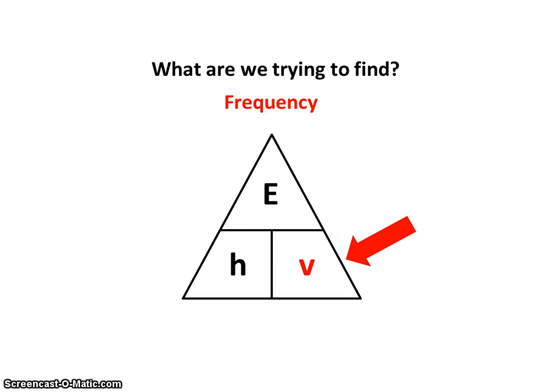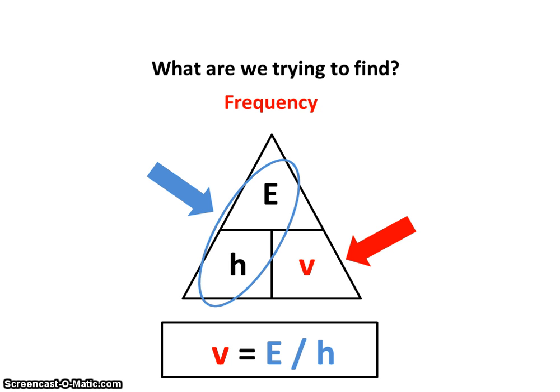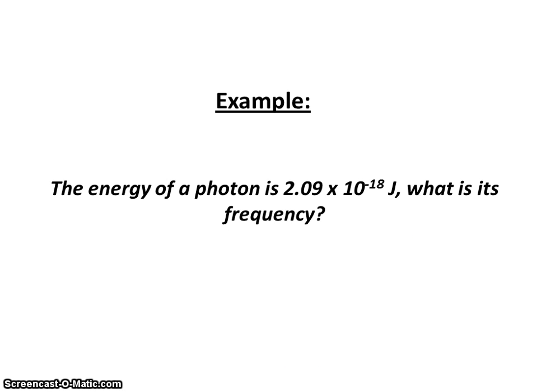On the other hand, if we're trying to find the frequency, if we look at the triangle in red, it's at the bottom. So we have to look at the variables left behind, in this case, energy and h, and we can see in the triangle that the energy is on top of h. Therefore, the resulting equation is frequency equals E over h. Now let's look at a concrete example.